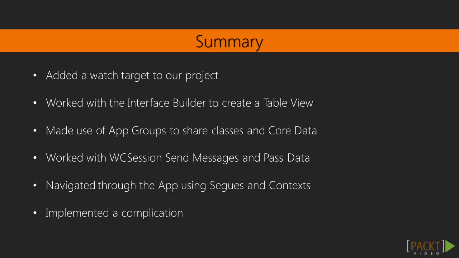And so we've added a complication into our project. And that brings us to the end of this section. In this section, we've added a watch target to our project. And we've worked with the interface builder to create a table view and populate it with data. Then, we made use of the app group's entitlement to share classes and core data across the two targets. And we worked with WCSession to send messages and pass data. And then, we navigated through the application and passed data across using context. And finally, we implemented a complication to display data and allow users quick access to get into our app.